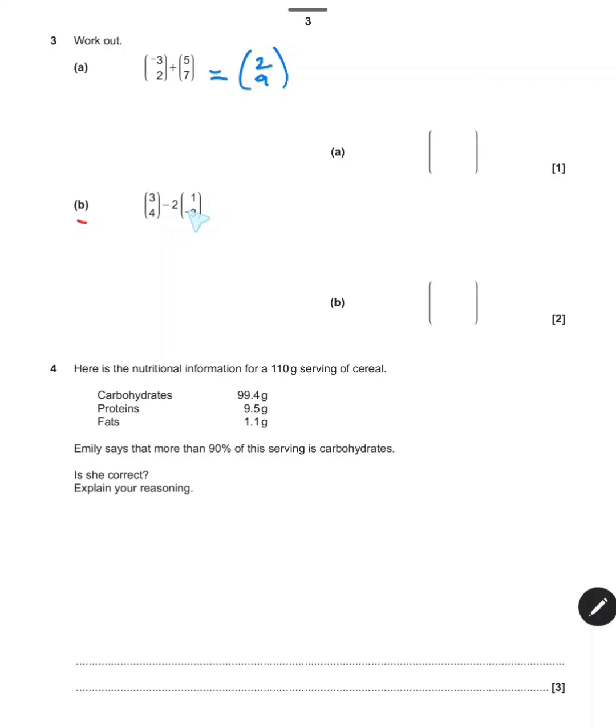And 2 add 7 is 9. Part B, we've got a similar thing, but we've got a multiplication of a vector here. So we'll deal with that first. We've got to do 2 lots of 1, minus 3. Well, 2 times 1 is 2. And 2 times minus 3 is minus 6.